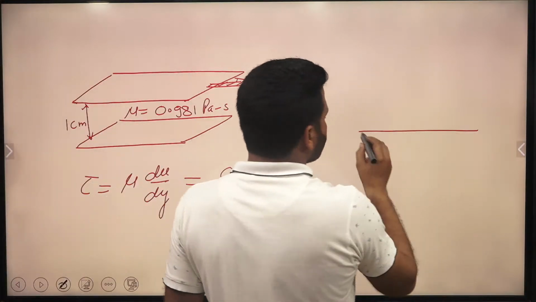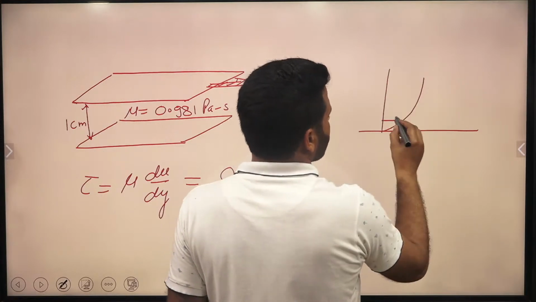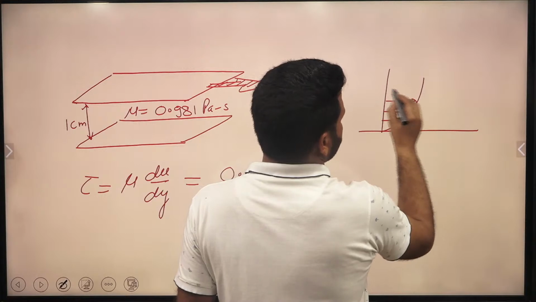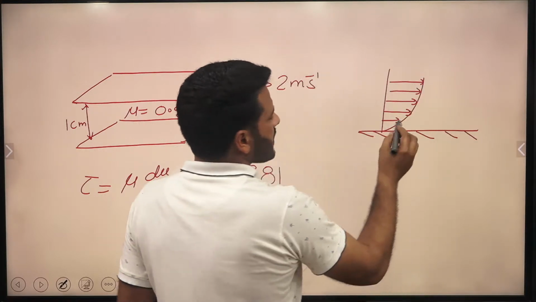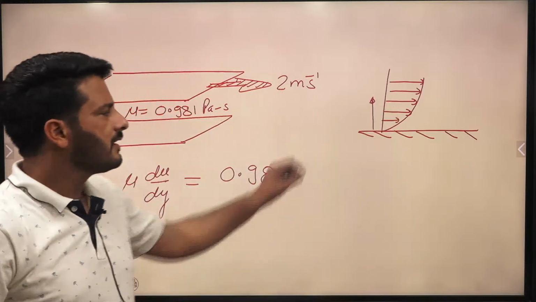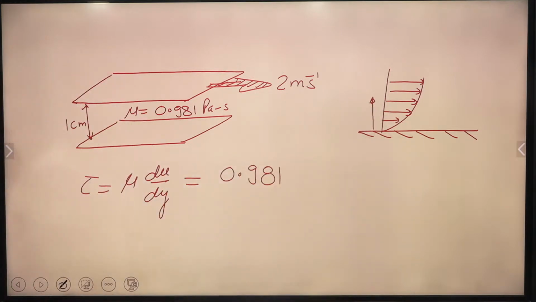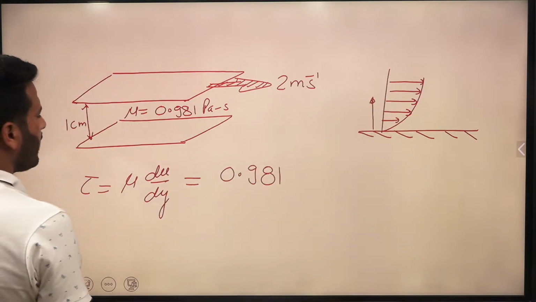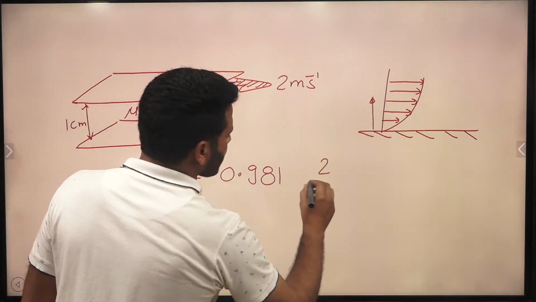So as we move away from the plate in the upward direction, what is happening here? The velocity is increasing. Suppose we have only one plate here. This is a plate. So there will be the change in velocity with respect to this y distance, that is change in the distance from the plate axis. So generally it's du upon dy. Du is given directly to us, 2 meter per second.